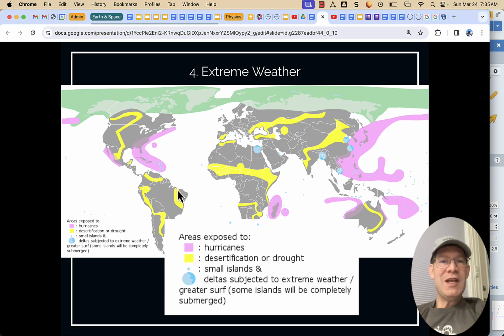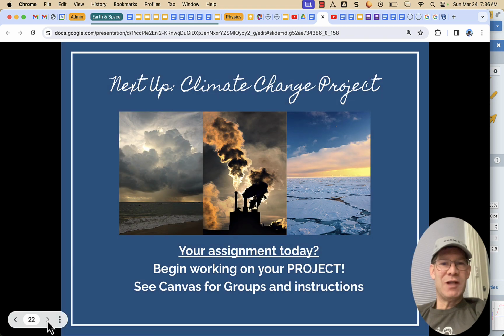I think on my next slide, maybe my last slide, is the graph that you have. Oh, nope, not quite to yours yet. But you'll notice areas exposed, so hurricanes are all the purple. Desertification, so things becoming way more arid, is yellow. The blues are small islands and deltas, places where the extreme weather, greater surf, water surge is going to be more and more of a problem. Some islands like the Maldives completely going underwater.